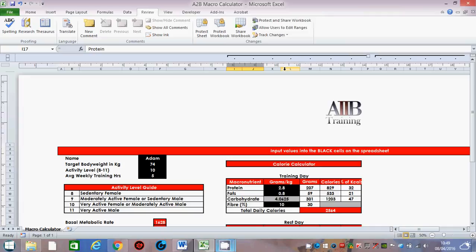So what this is going to do is help give you an educated guess about how many calories you should be eating per day to hit your targets, and also it will help you calculate how much protein, carbohydrate and fat you should be looking to hit on a daily basis. So what I'm going to do is run you through how I would fill this out.